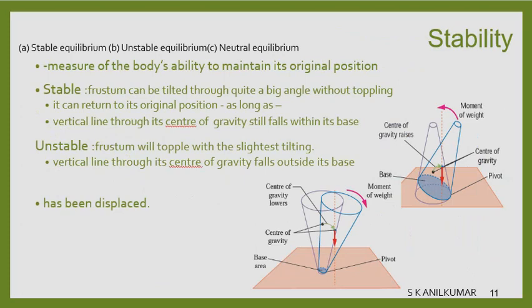Now why do we need to know the center of gravity? Because only if you know where the center of gravity is, we will know whether there is stability or not. Now, what is stability? Stability is the ability of a body to maintain its original position, the ability of the body to stay the way it was. Now, suppose we take a conical thing like this.